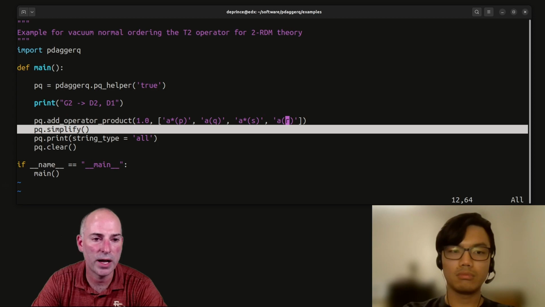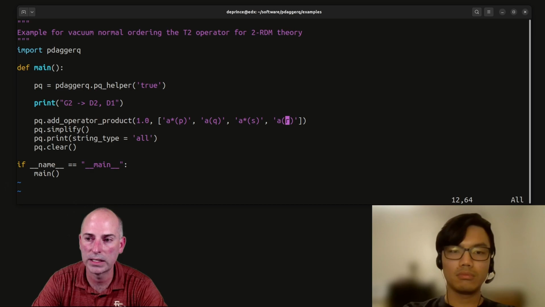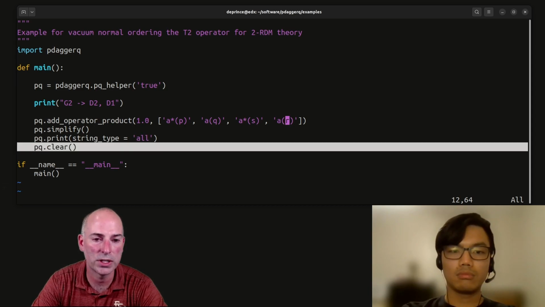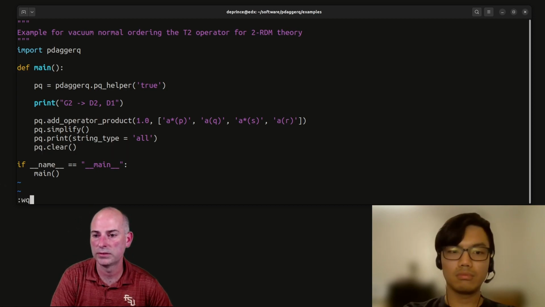And then simplify will go through and delete terms that should be 0 or should cancel or should be consolidated. And then I can print. And so this print takes optional arguments. I can say string type equals all, and that will print all of the strings, even if they're not the fully contracted ones. You could also say print string type fully contracted, then that would only print the fully contracted ones. And then there's a clear function in case you wanted to do something else afterwards. Okay, let's see if this works.